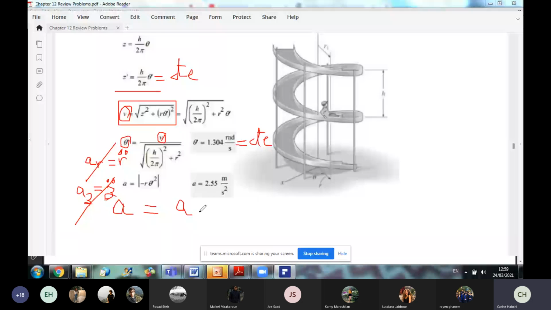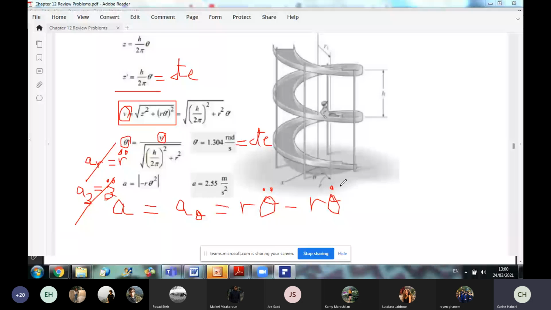And we know that a theta is calculated from the following formula. A theta is equal to r theta dot dot minus r theta dot square. Okay? And since theta dot is a constant, then theta dot dot is 0.